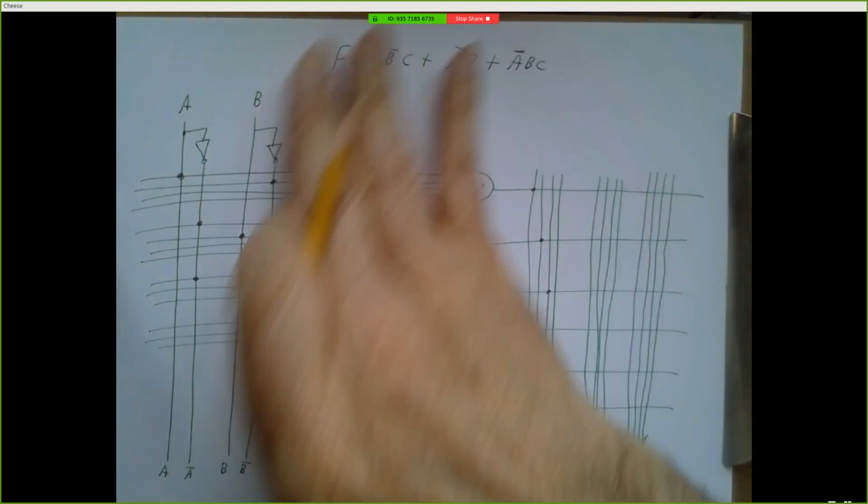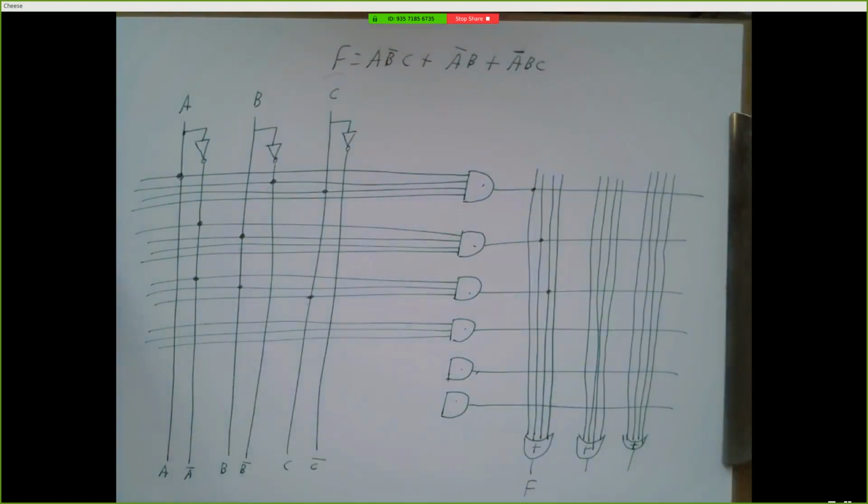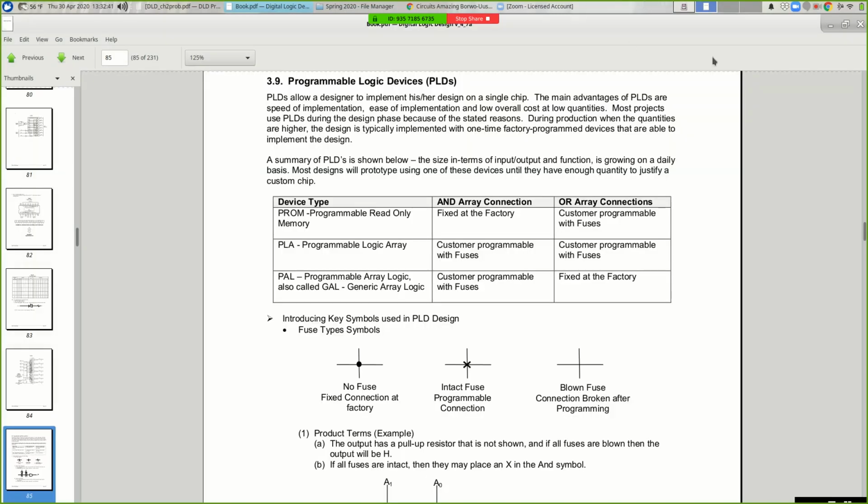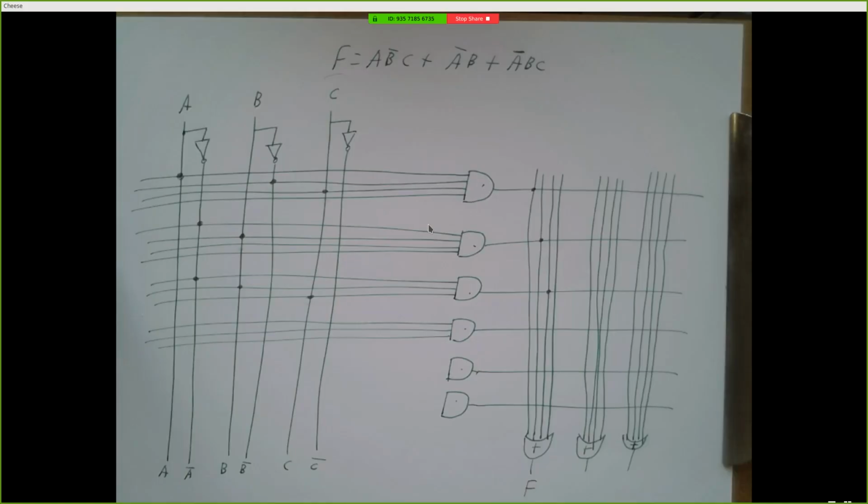Alright, so this is programmable logic. The last part of this chapter 3 talks about different kinds of programmable logic. And the way that you implement this, or at least the way we used to implement it, was with fuses, right? So if you have an older apartment, your electrical wiring is protected by fuses, right?